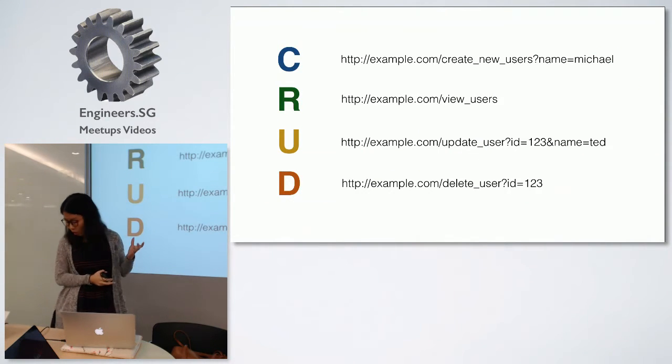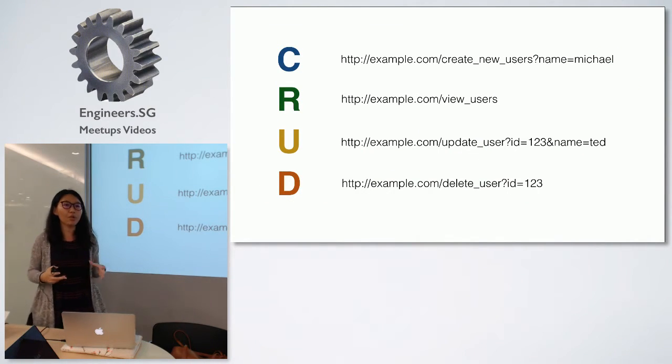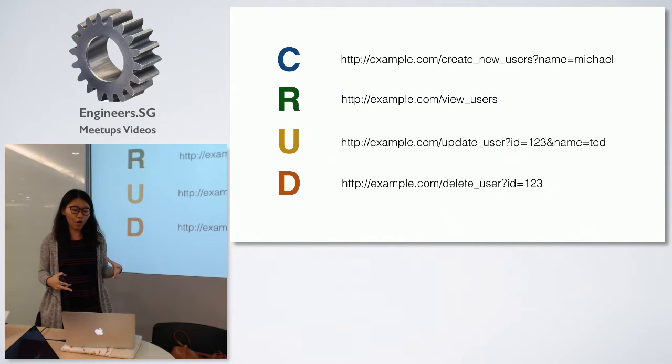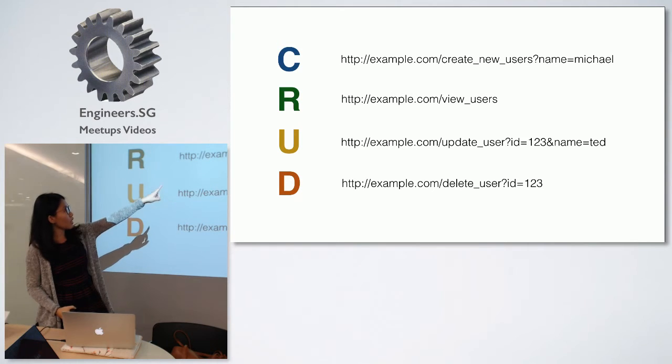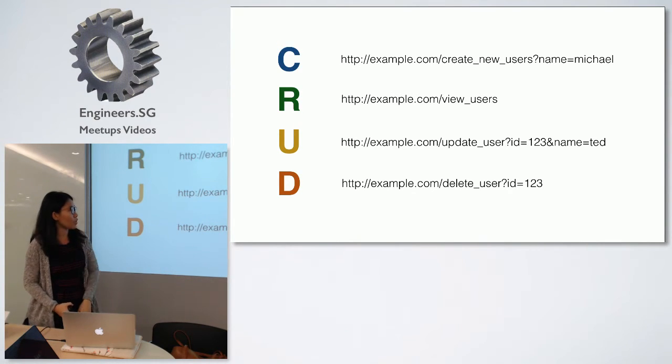Imagine you have a pool of users that you can perform some actions on. You can perform CRUD. What CRUD stands for is create, read, update, and delete. So you can have a look at the API. It's stated there that it allows you to create, view, update, and delete the user.